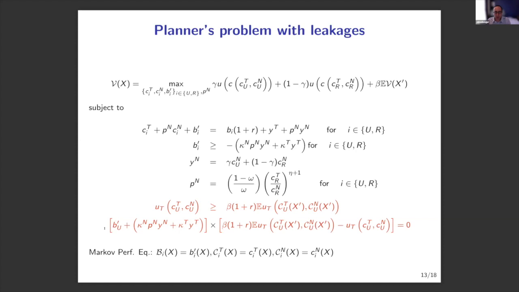So we have to take into account the complementary slackness condition that is here. And that is actually what gave us a hard time when it came to solving the model. We have an extra state variable compared to the one agent model. But then in addition, we have this additional inequality constraint together with the complementary slackness condition.